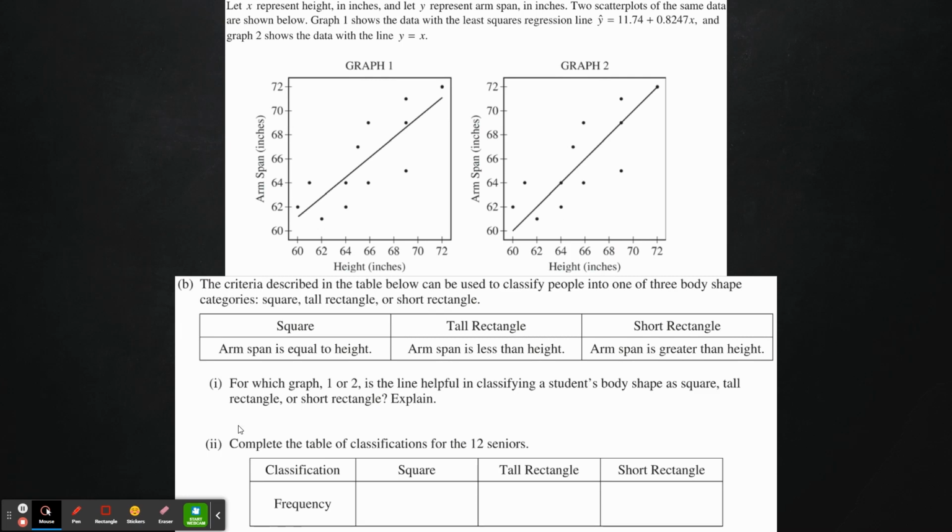The second part of this problem asks us to complete the table of classifications for the 12 seniors. So here we would count the dots on the line, so there'd be 3 square. There'd be 4 tall rectangle below the line and 5 short rectangle above the line.